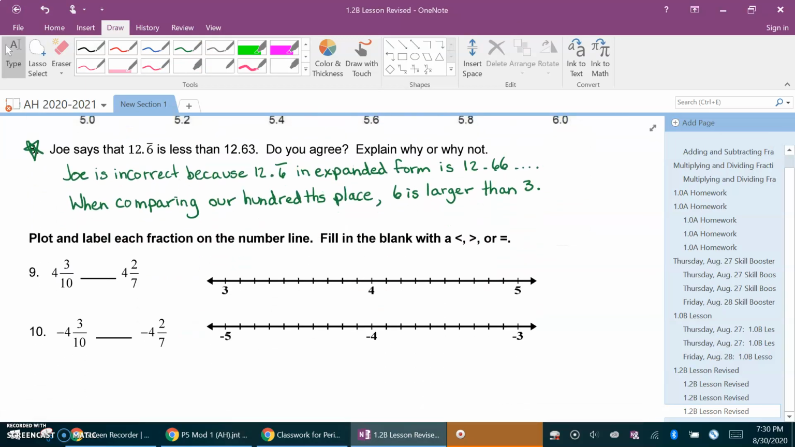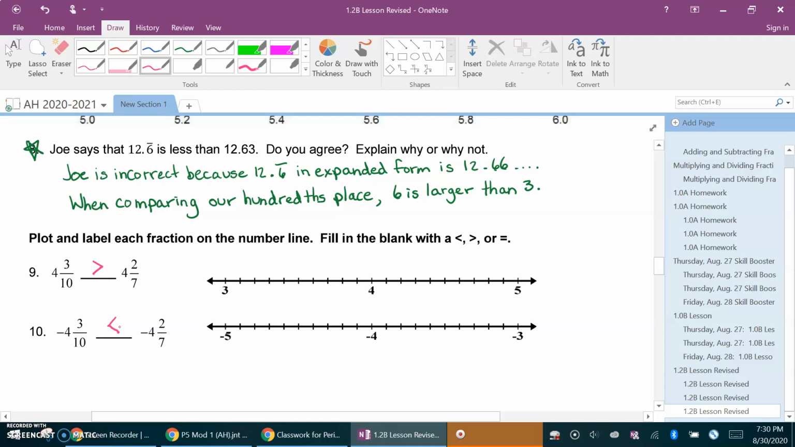Okay, so 4 and 3/10 versus 4 and 2/7. Which one do we think is bigger? Okay, we think that this one is bigger. Looking at negative 4 and 3/10 versus negative 4 and 2/7, thinking about what we were doing in part 1, we know that that's going to be the opposite. So we are going to have a less than sign.